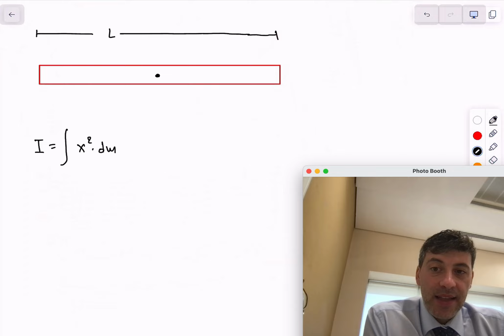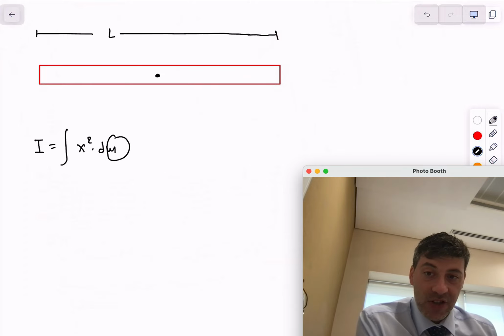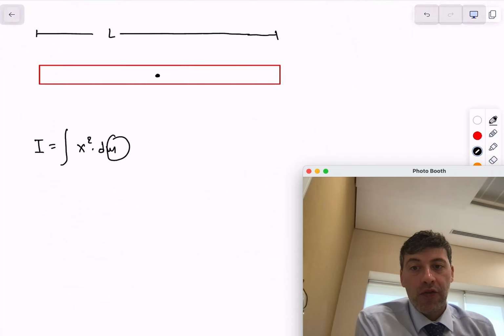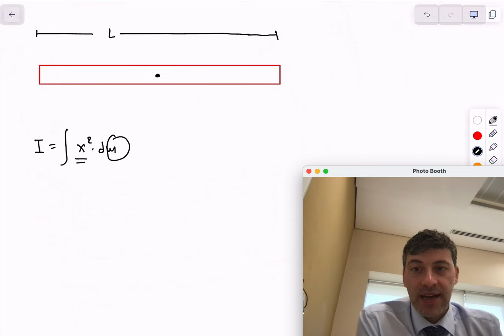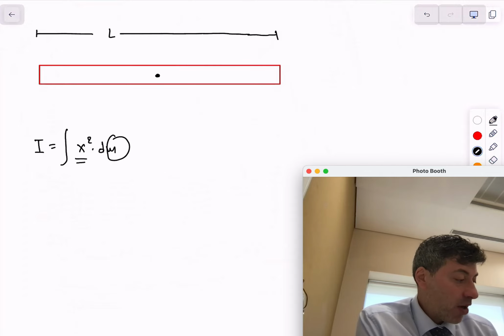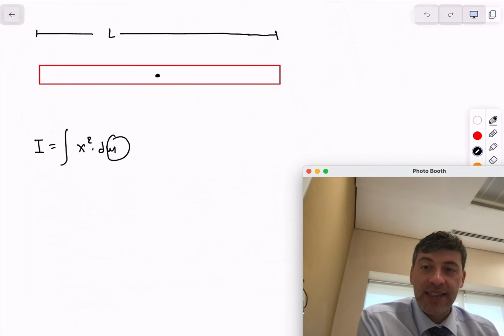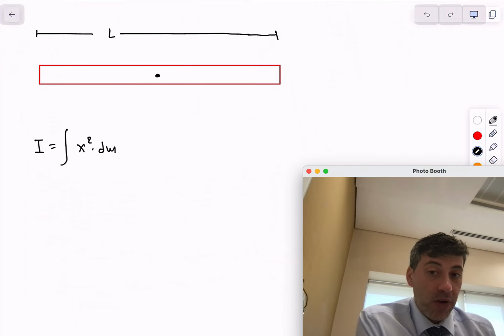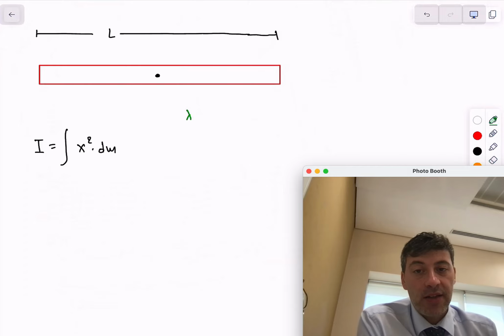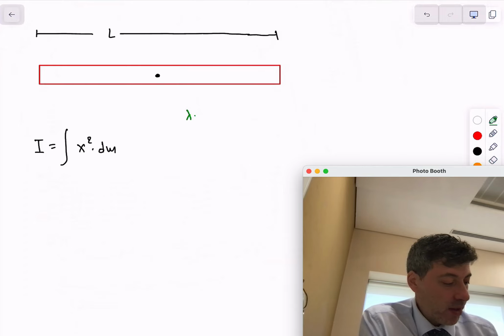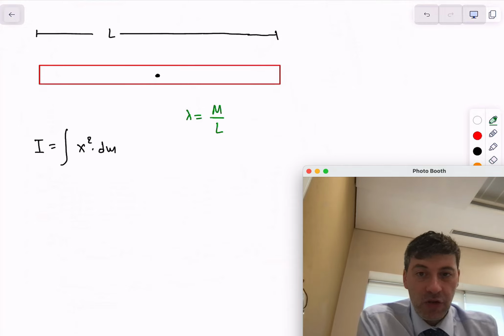And this creates a small issue, because our integration has the variable of dm, of mass, but the main body of the integral is x squared, which is distance. So somehow we need to change this dm into something that contains dx. We can do this by considering the concept of linear mass density. We call it lambda, and basically it means the mass divided by the length of the rod.